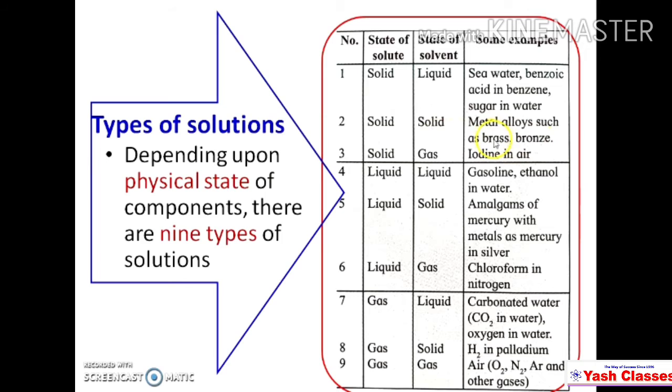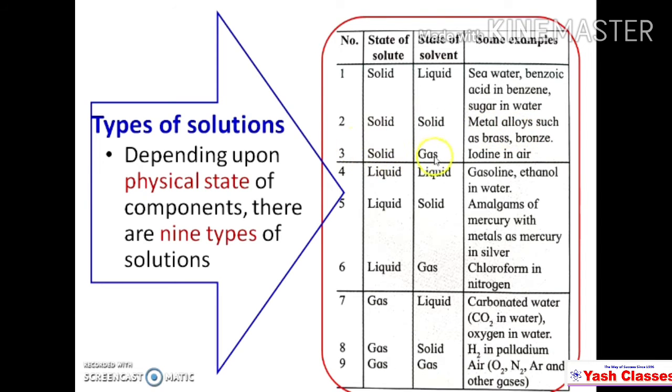In case of brass alloy, there is a mixture of copper and zinc. In bronze, there is a mixture of copper and tin. So actually these metal alloys are an example of solid in solid type of solution.